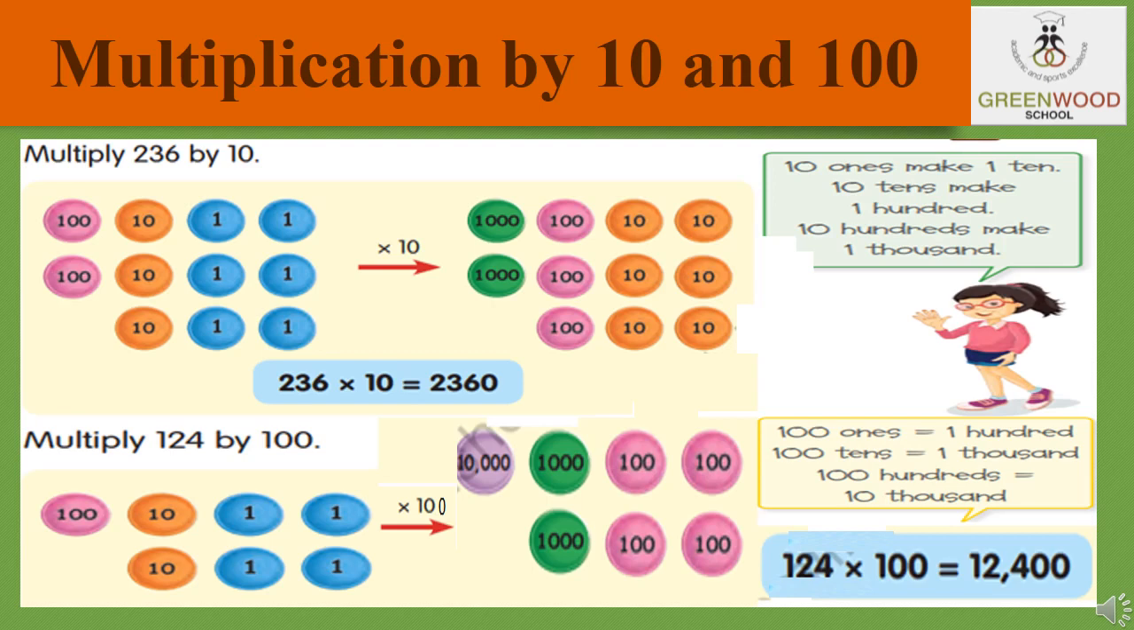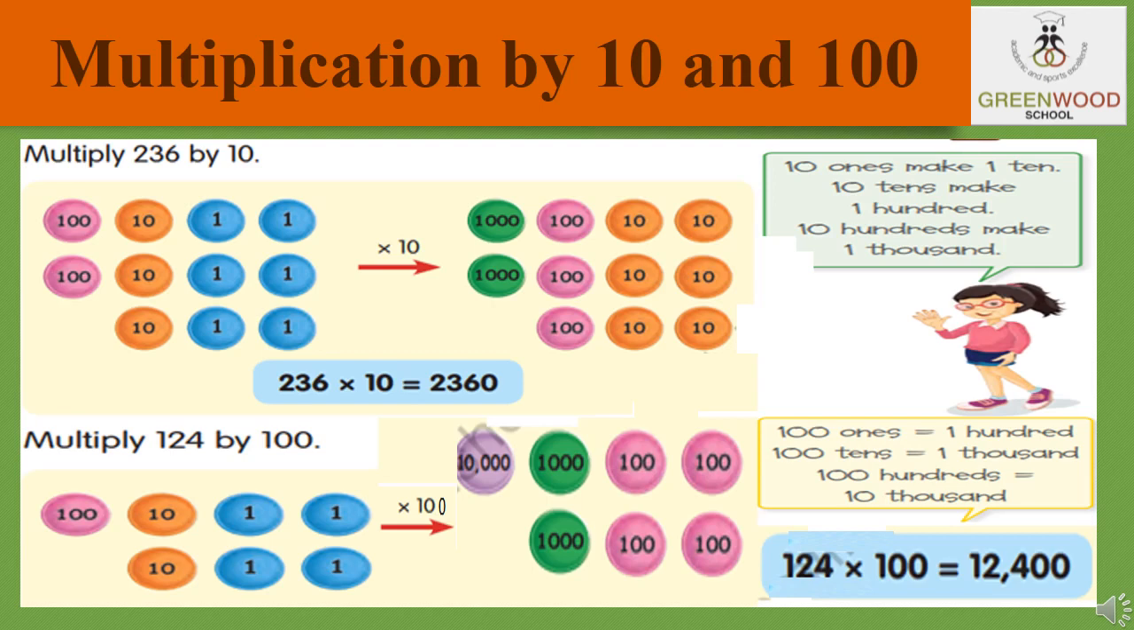Now if we add all of them, then what do we get? 2360. So 236 into 10 is equal to 2360. Now look at the second example.